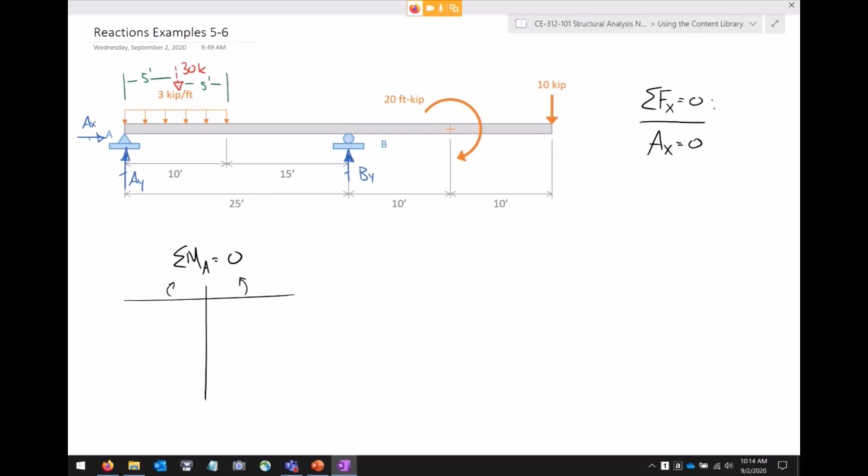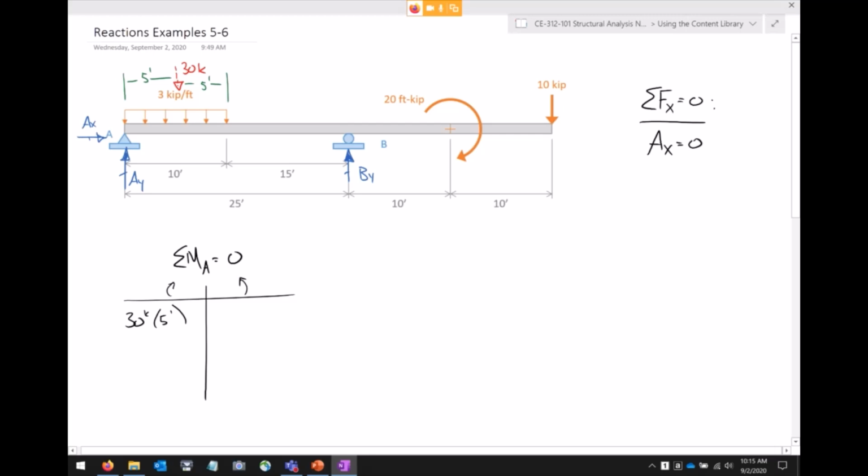Do we consider the AX? No, because it goes right through A. Do we consider the AY? No, it goes right through A. What about the 30 kips? Yes, we consider the 30 kips. It would belong on the left side of the table because it causes a clockwise moment at A, and that 30 kips is at a moment arm of 5 feet. So 30 kips times 5 feet. Pretty easy.